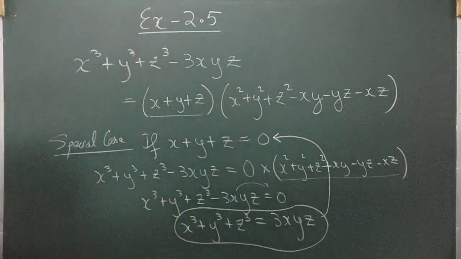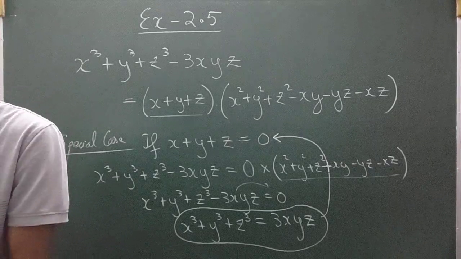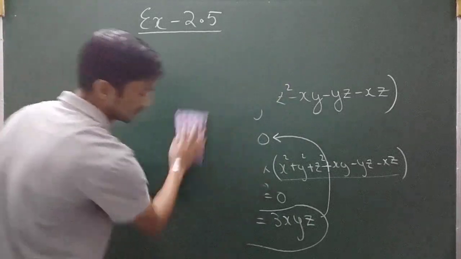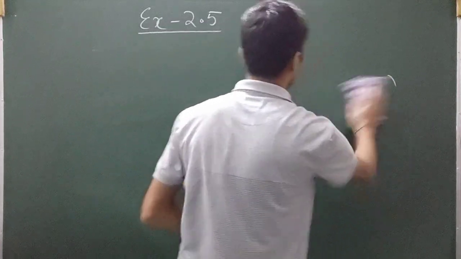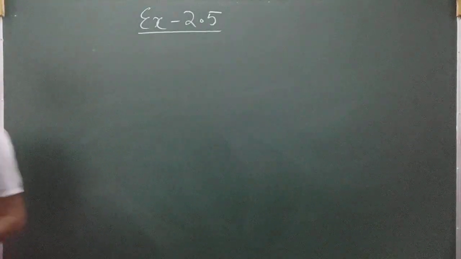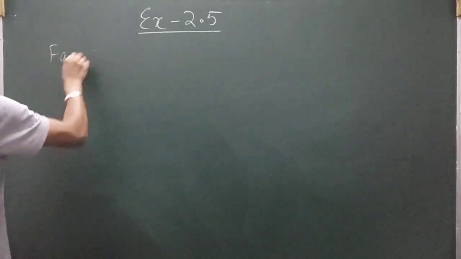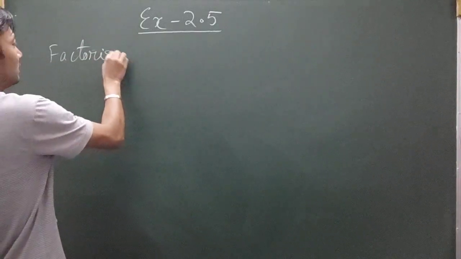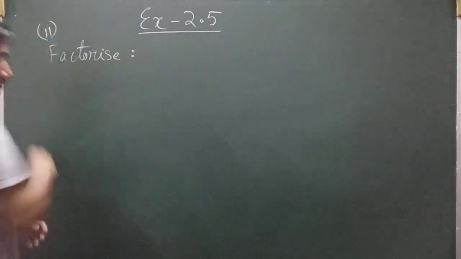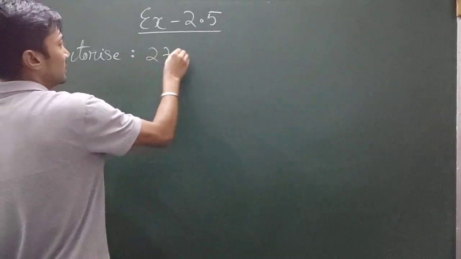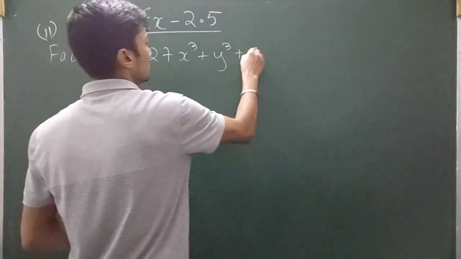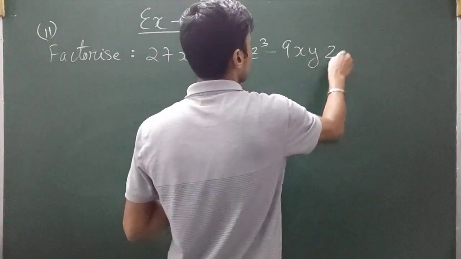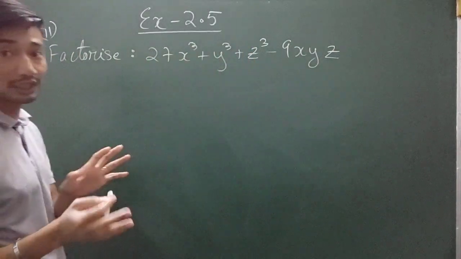Alright, fine then. Let's move on to question number 11. Factorize. I hope you have your pen, paper, copy, everything ready. So the question is: factorize 27x cube plus y cube plus z cube minus 9xyz. We'll first have to see whether it is of that particular identity or not.